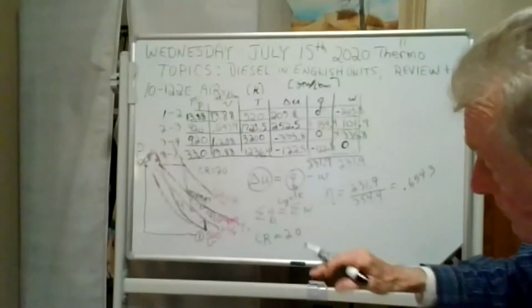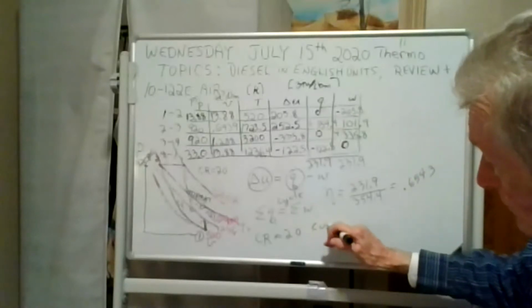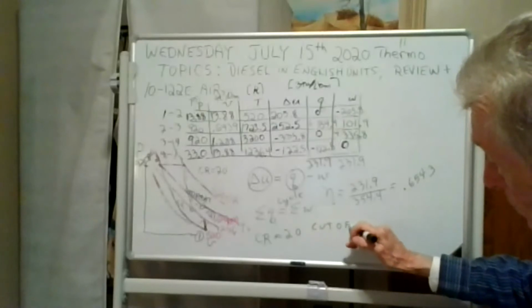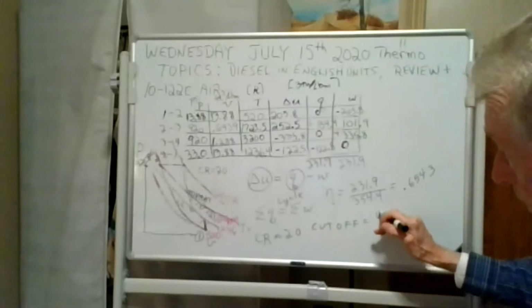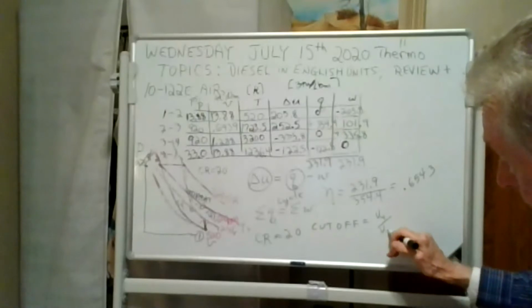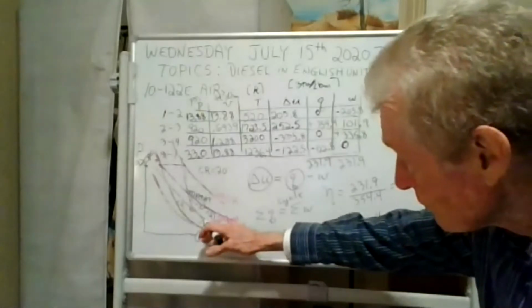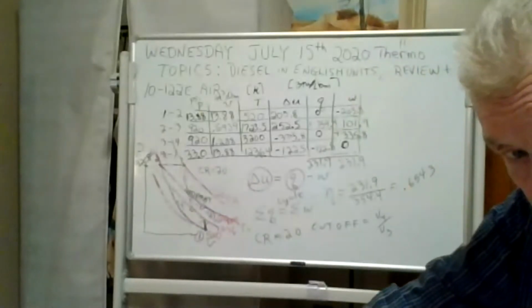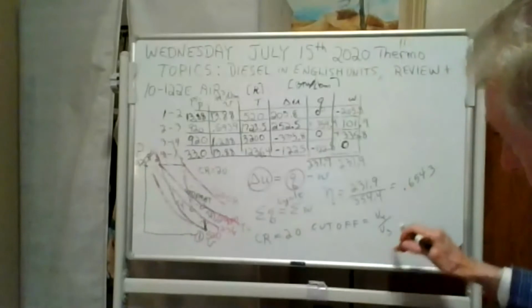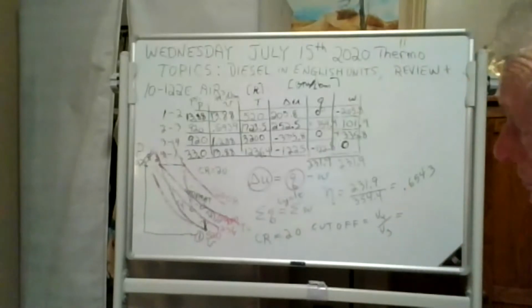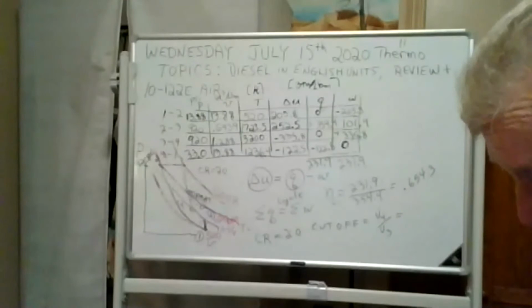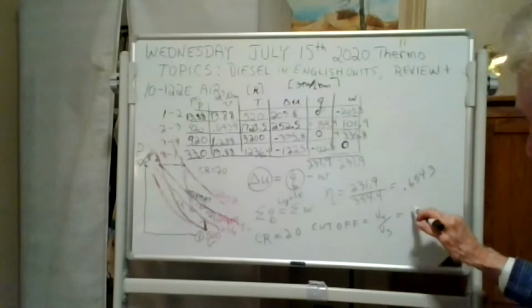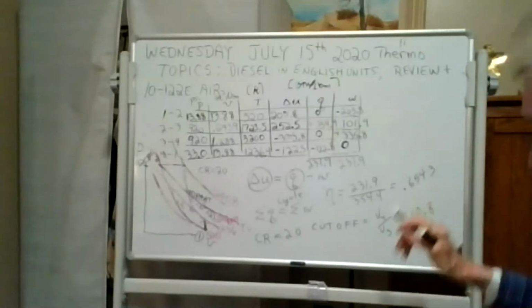And what that is, the cutoff ratio is V4 over V3. Here's V4, there's V3. They have a fancy name for that. It's called the cutoff ratio, and we got them. You just plug them in. Let's see what it is. V4 is 1.388. V3 is 1.288. I'm getting 10.8 cutoff ratio.